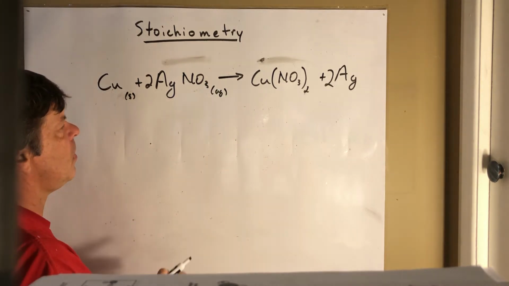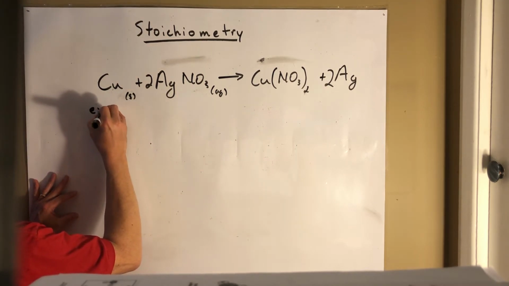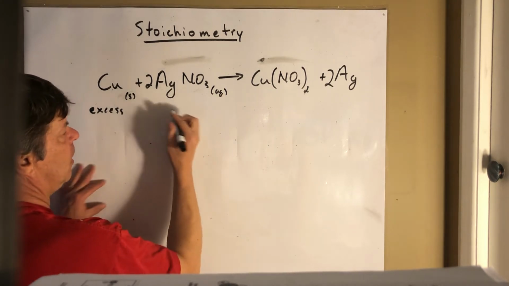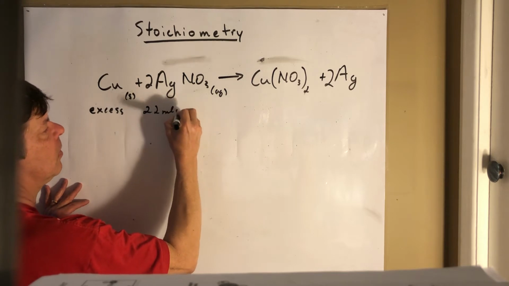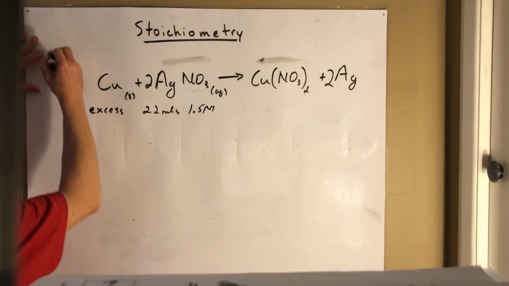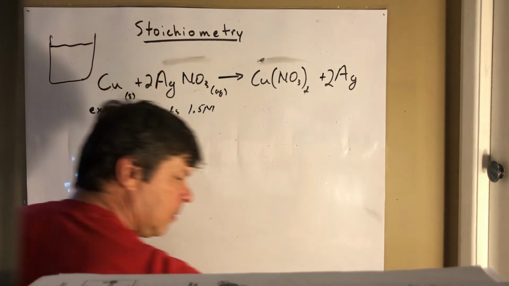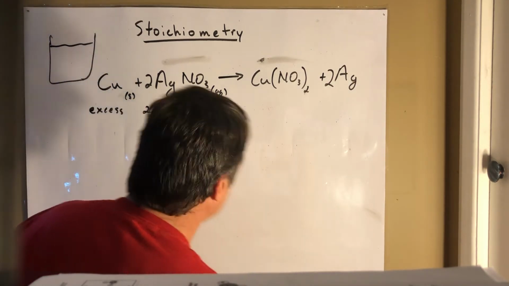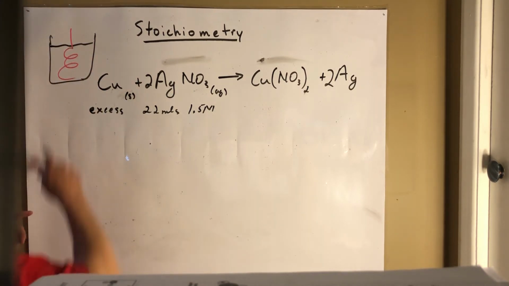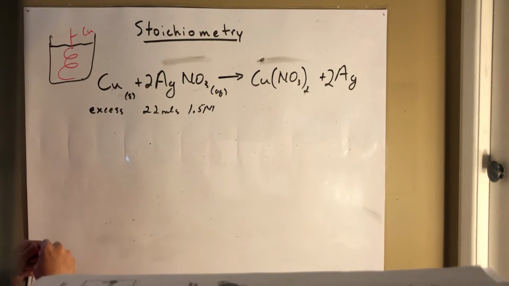Anyhow, so let's imagine this. Let's say we have tons of copper. Copper's in excess. And we have a solution of silver nitrate. Let's say we have 22 mils of this, and it's a 1.5 molar solution, okay? So in this beaker here, we have a copper wire, like that, and it's in a solution of silver nitrate. All right, so there's our copper, and there's silver nitrate in there.